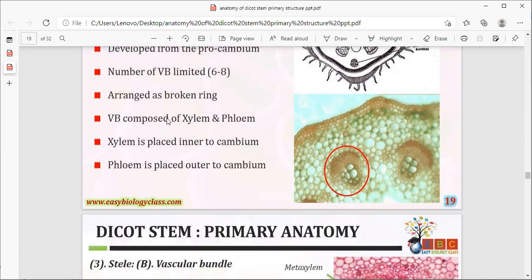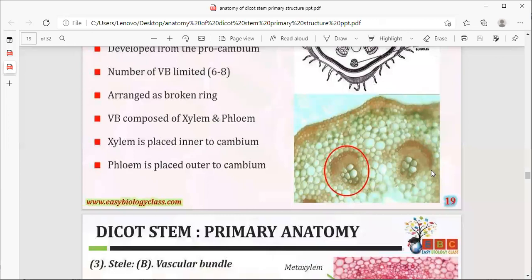So vascular bundles are composed of xylem and phloem. Xylem is placed inner to the cambium, while phloem is placed outer to the cambium. If you see here, this is the cambium. These large cells are the xylem, and on the outer side there is the phloem region. In between the xylem and phloem there are cambium meristematic cells, which are responsible for secondary growth here.